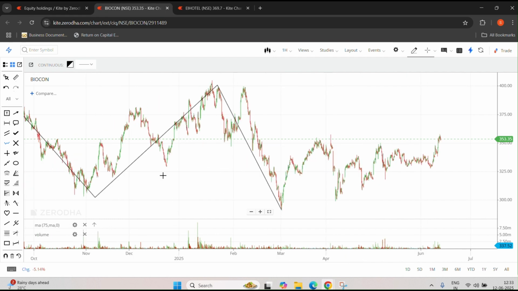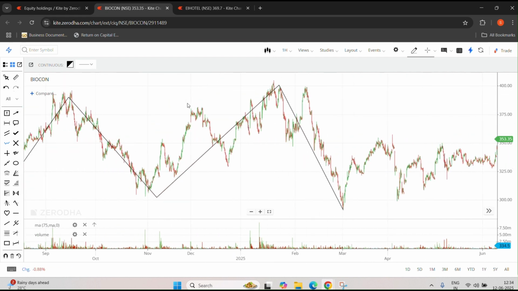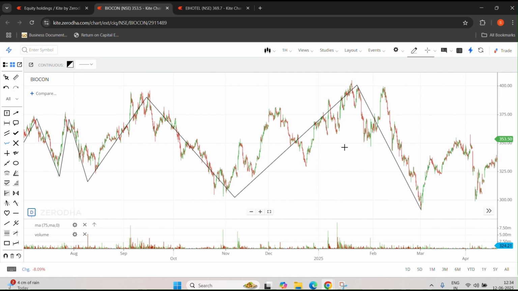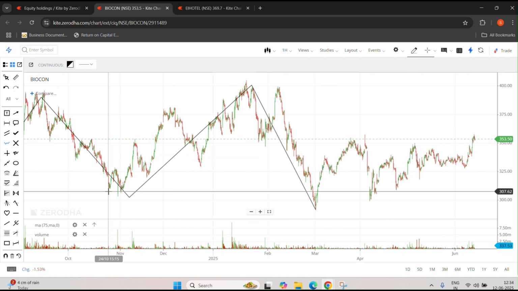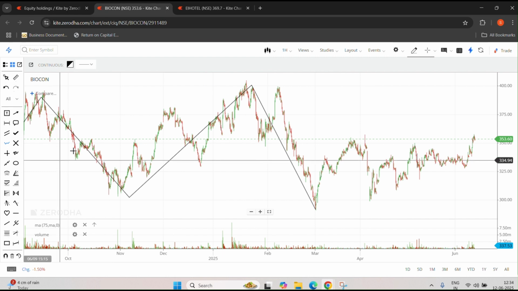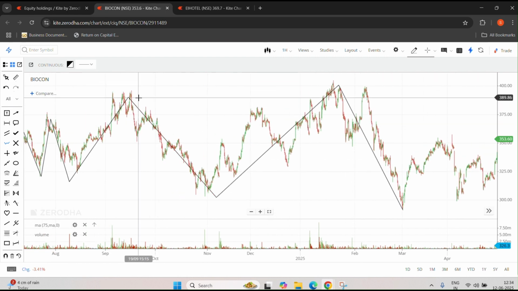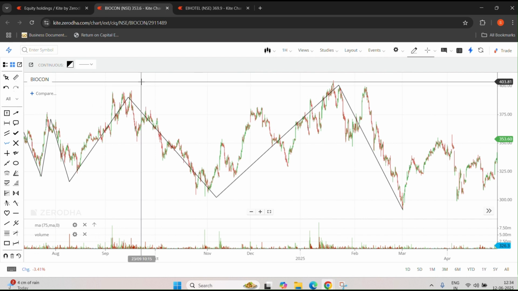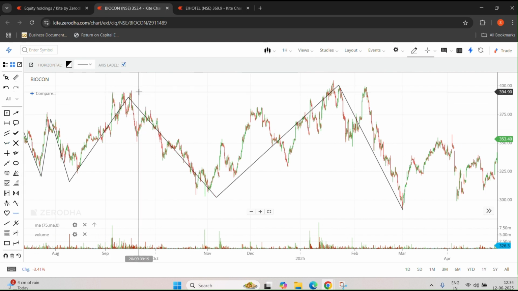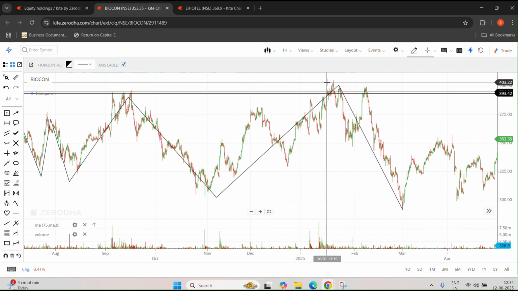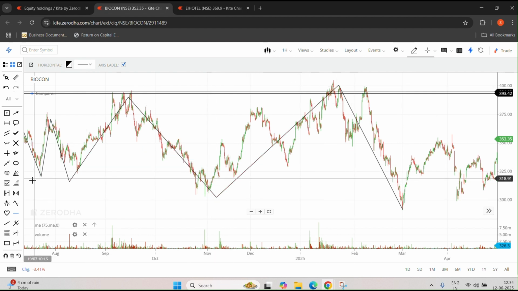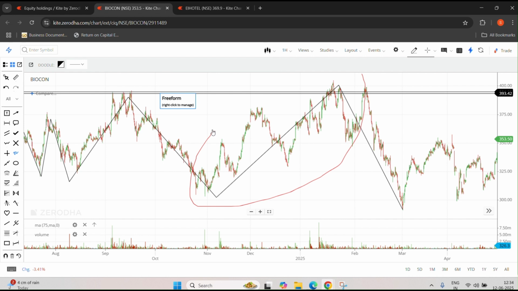Now for this stock, this is the high. Why is this the high? Because the previous high was broken by this particular move. This was the previous high. When the previous high is broken, that particular side is called a move. This side which broke the previous high is basically called the move.